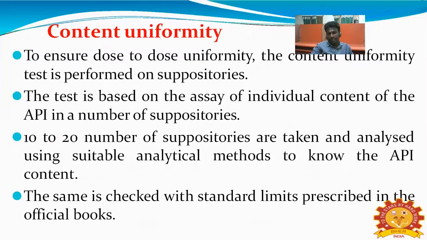Content uniformity. To ensure dose uniformity, the content uniformity test is performed on suppositories. The test is based on the assay of the individual content of the pharmaceutical active ingredient in a number of suppositories. Ten to twenty suppositories are taken and analyzed using suitable analytical methods to determine the active ingredient content. This is checked against the standard limits prescribed in the official books.